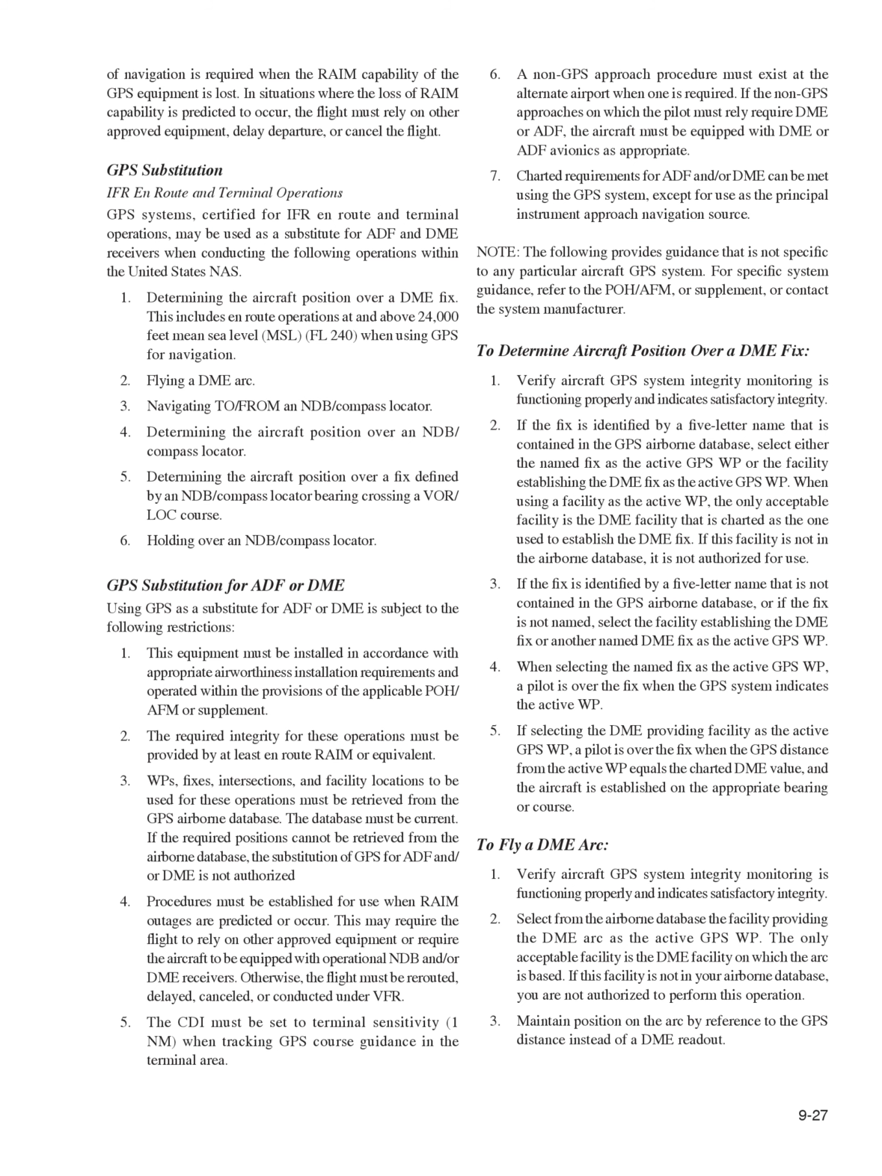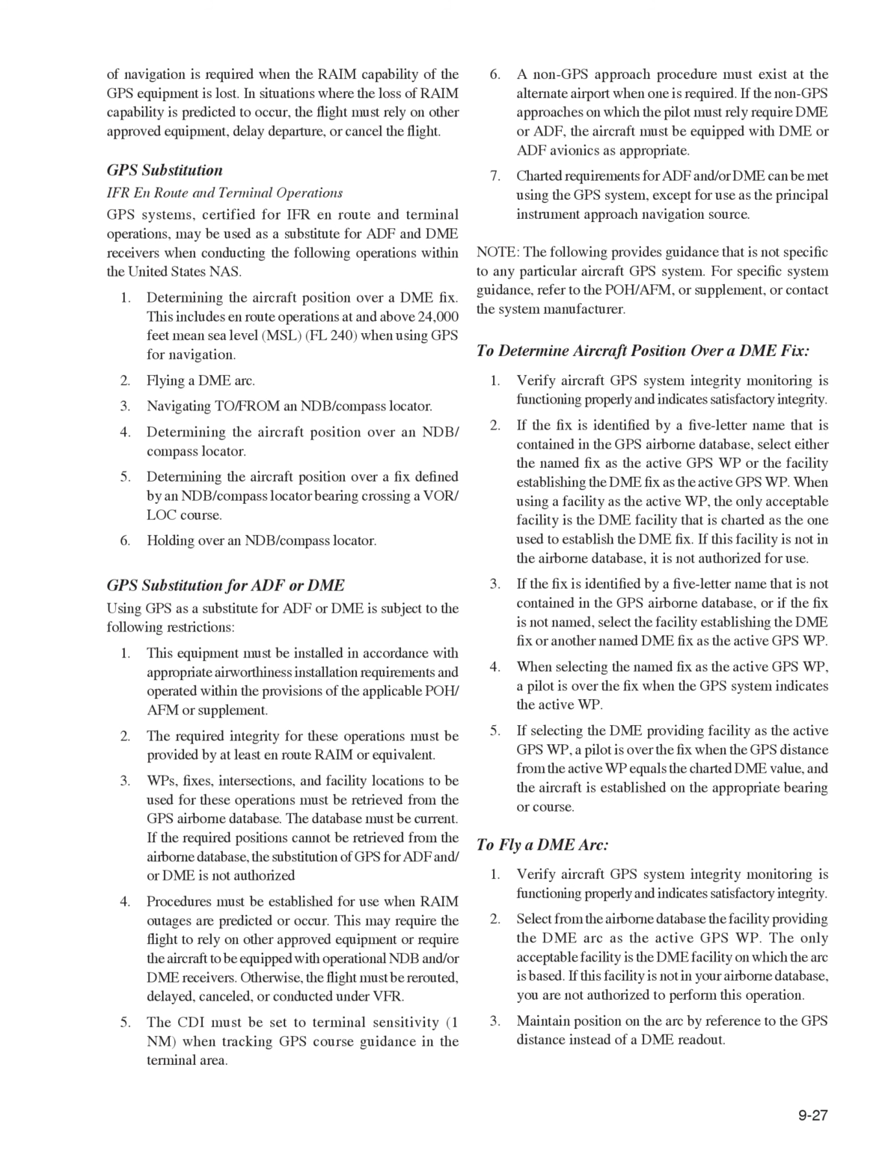4. Determining the aircraft position over an NDB / compass locator. 5. Determining the aircraft position over a fix defined by an NDB / compass locator bearing crossing of VOR / localizer course. 6. Holding over an NDB / compass locator.